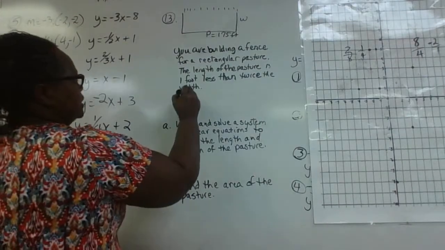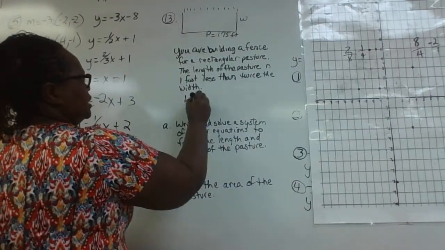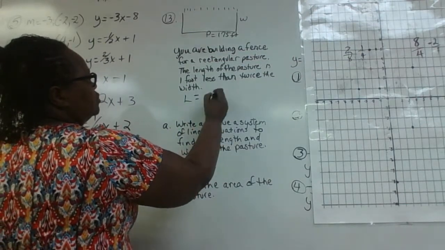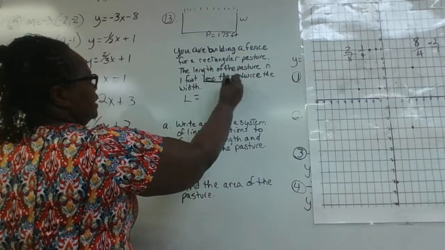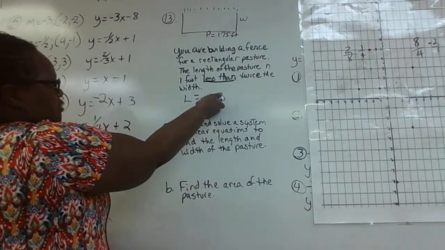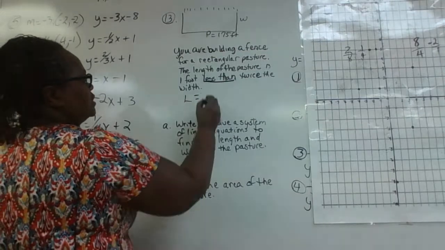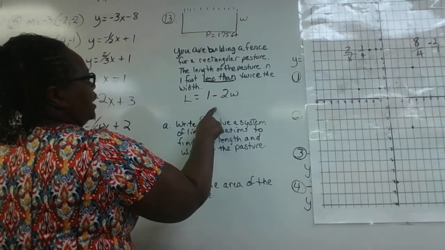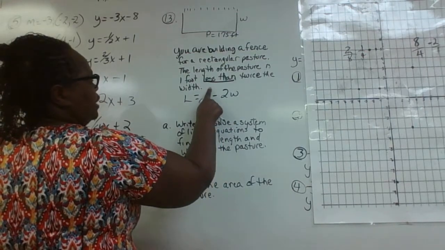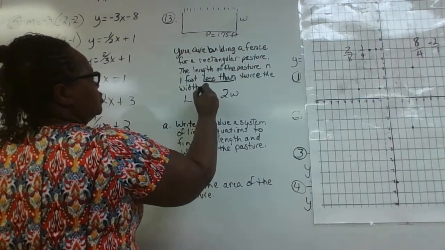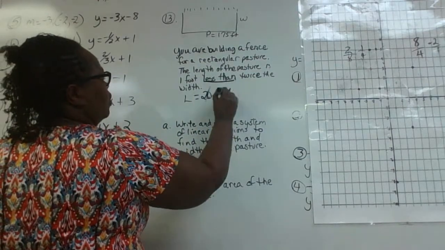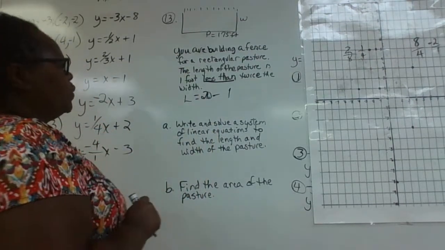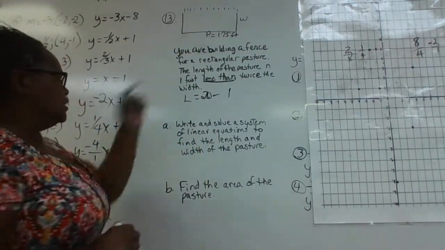So it says the length of the pasture is equal to 1 foot less than, okay? Twice. So when you think of less than, you have to think in reverse, okay? Most of you will want to say 1 minus 2w, but no, the 1 is less than the 2w. So we need to switch it around. So we would make this 2w and this 1. This is 1 less than 2w, okay? Got it? So that's what L is equal to, all right, according to this.